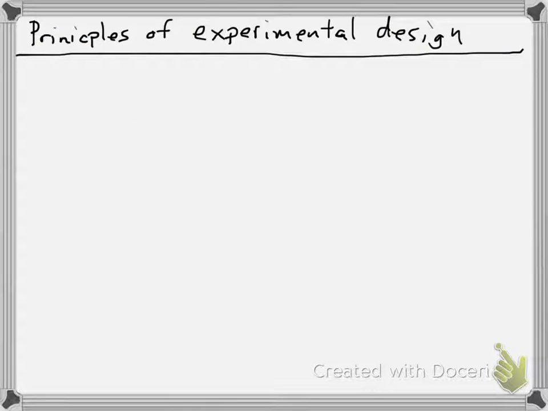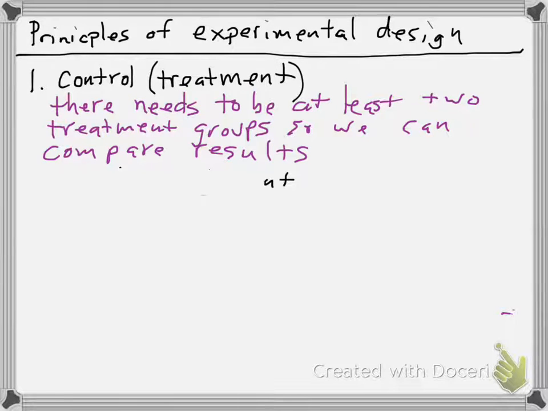Okay, principles of experimental design. There are a few basic principles we need to design an experiment. Principle number one is control, or what I'll call treatment. We need to assign some kind of treatment. There needs to be at least 2 treatments.